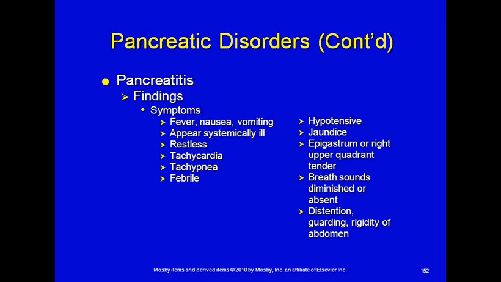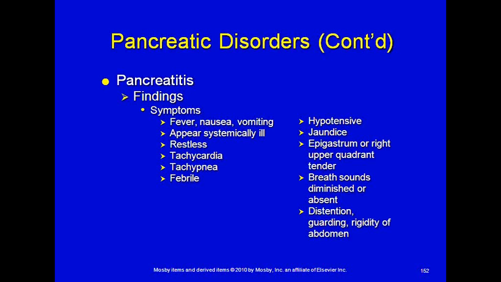Symptoms: fever, nausea, vomiting. They appear systemically ill. They're restless, tachycardic, tachypnic, febrile. Again, we already said they had fever. They're hypotensive. They can be jaundiced if, again, the common bile duct is obstructed along with the pancreatic duct. May affect liver function as well. Epigastrium, or right upper quadrant, is tender.